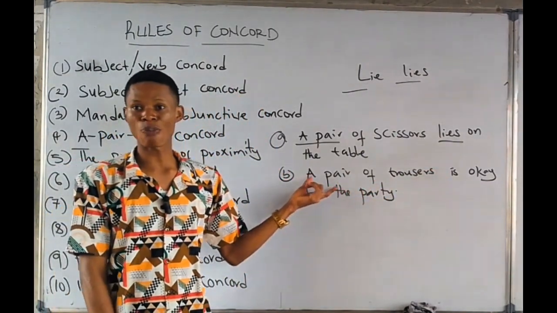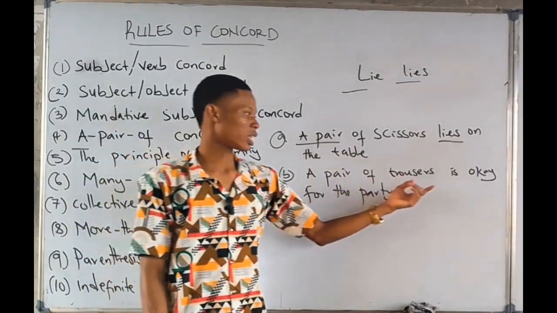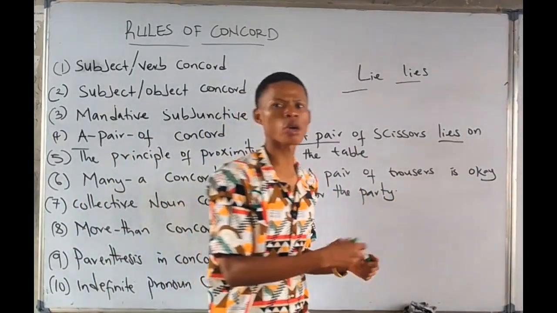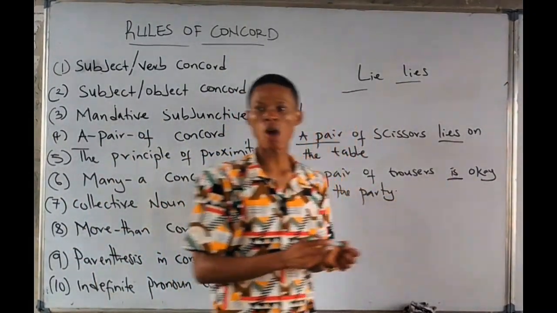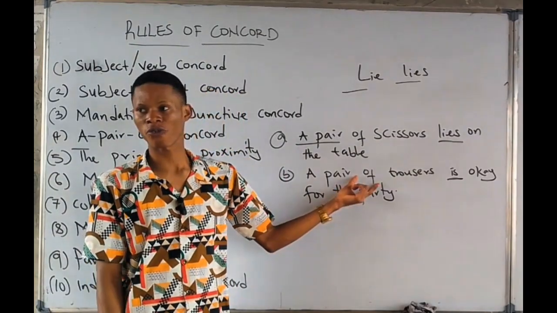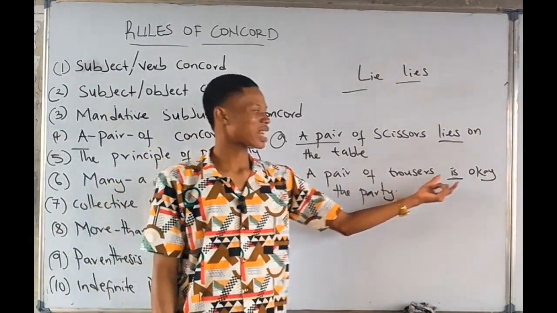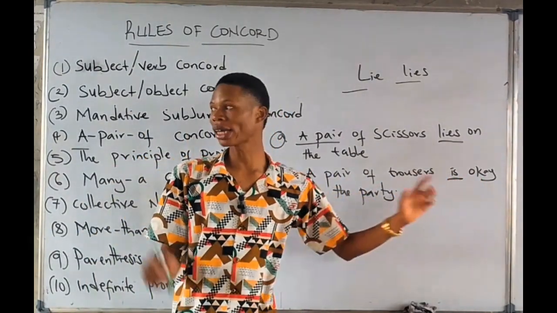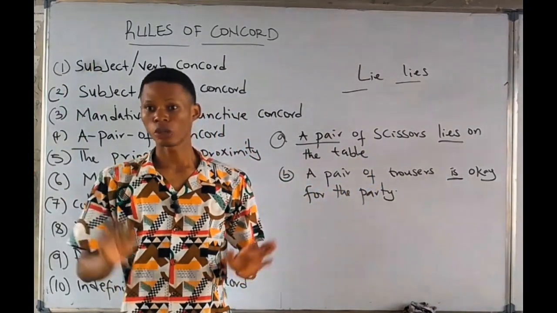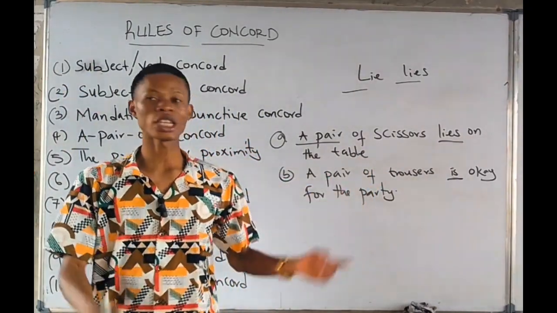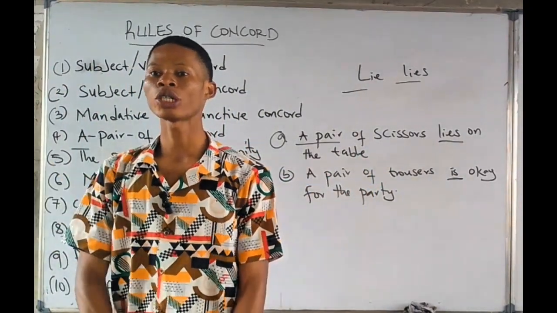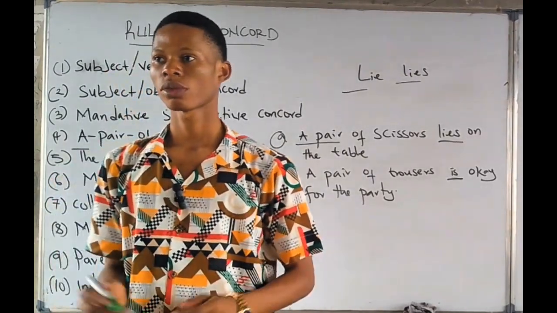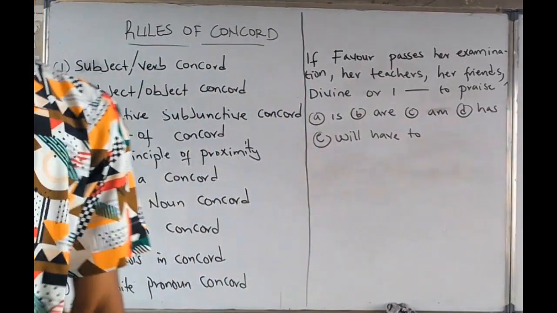Next, a pair of trousers. You're still saying a pair of. A pair of trousers is okay, not are okay, because you're using a pair of. So you say a pair of trousers is okay. Do you get that? So anytime you're using a pair of, you always use a singular verb. Is that okay?